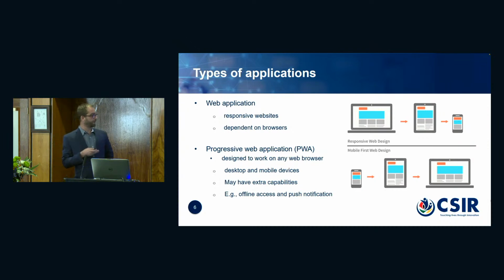You then also get progressive web applications. So these will work on any web browser, including desktop and mobile devices. And they may have extra capabilities such as offline access, push notifications, these kind of things. Also, you can go into your browser on your phone. You can click the three dots, and there should be an option to download to your home screen. And then you have a web application that looks like it's a mobile application, and it behaves mostly the same way.